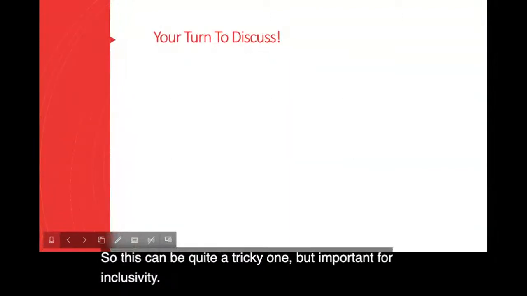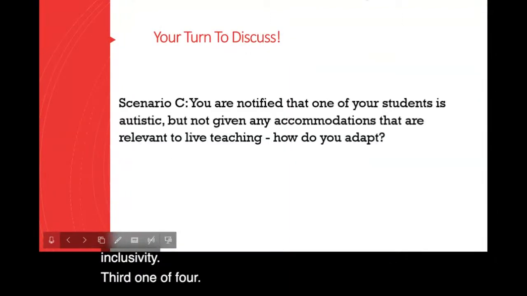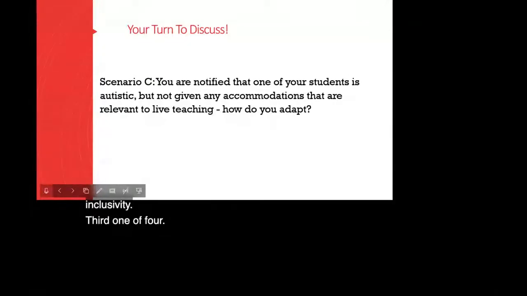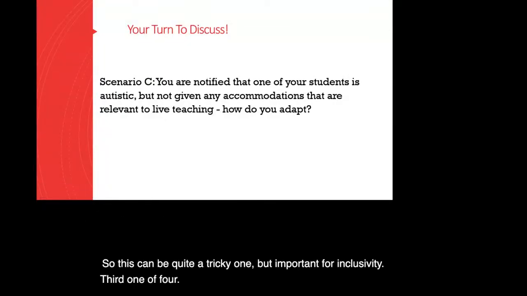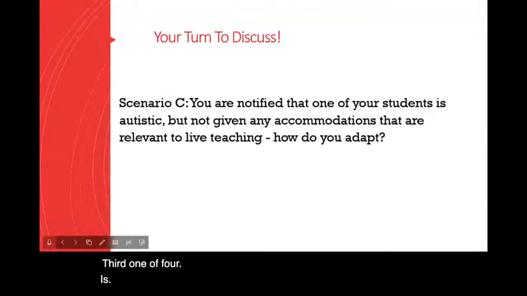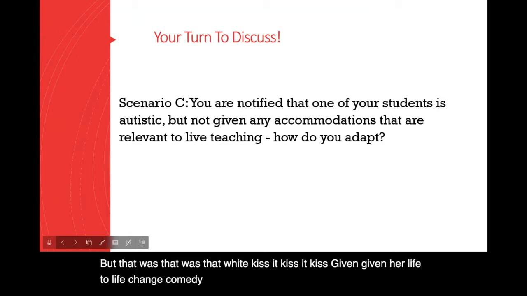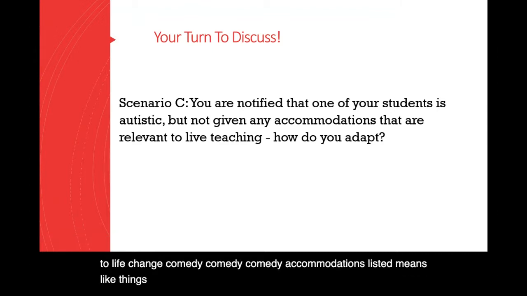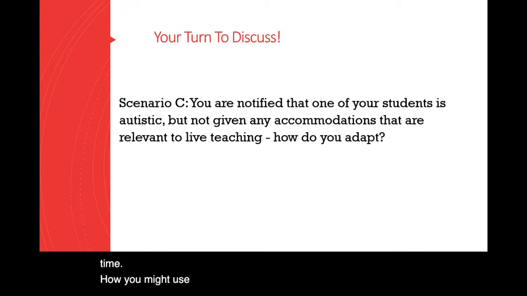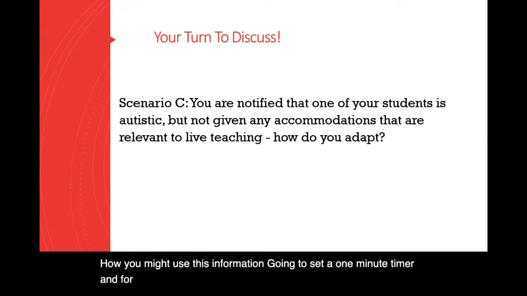The third one of four is scenario C. You are notified that one of your students is autistic, but you're not given any accommodations that are relevant to live teaching. So for example, the accommodations listed might be things like being able to check out library books for longer periods of time. How might you adapt to this information? I'm going to set a 1 minute timer and then ask for contributions in the chat or by raising your hand.